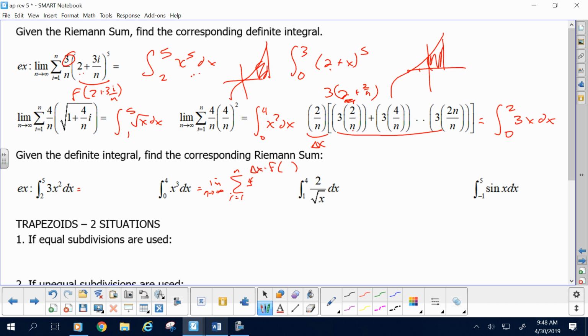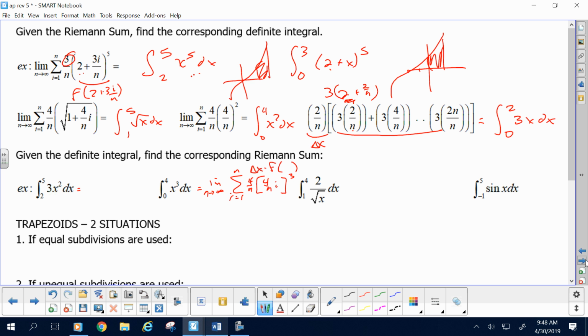4 over n, okay? And the function is f at 0, starting at 0 and just going up 4 over n's. And so this would be something like what cubed? 4 over n i times, cubed, right? All right, let's do one that's over here.